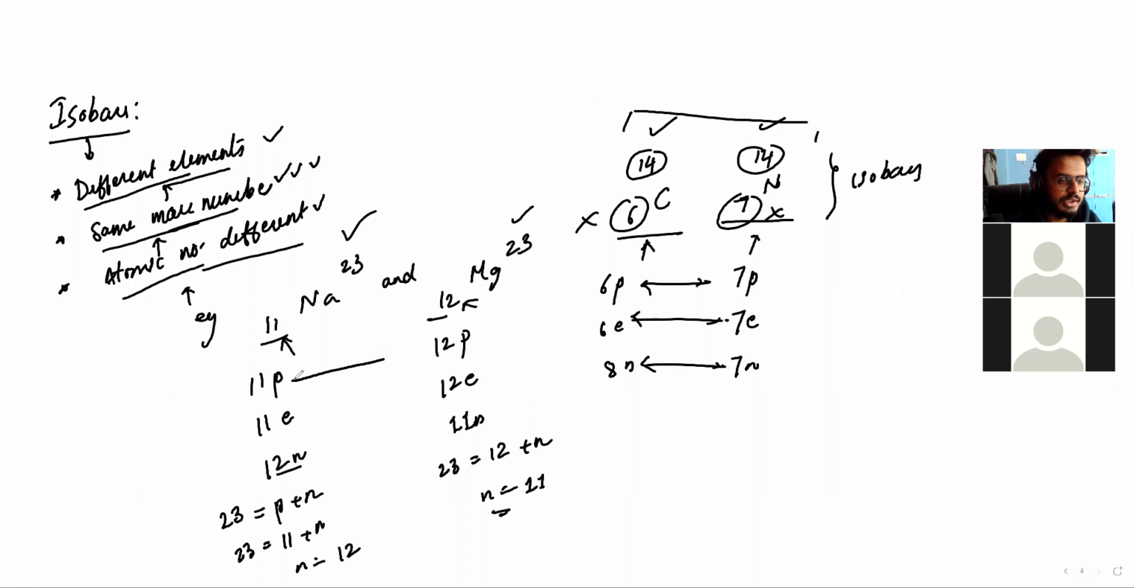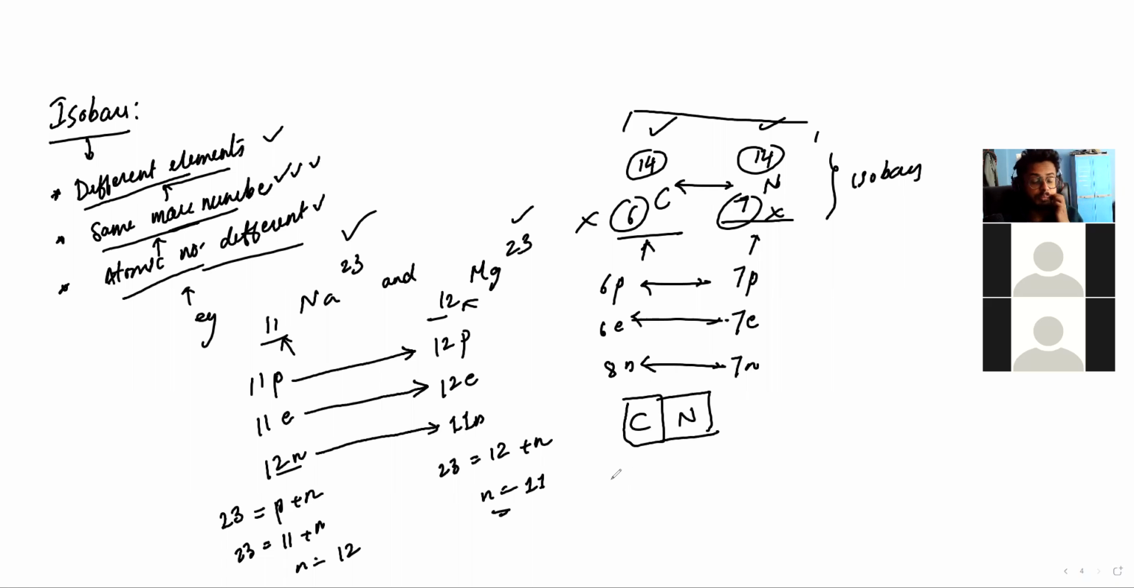There are 11 protons. This has 12 protons. This has 12 neutrons. This has 11 neutrons, 11 electrons, 12 electrons. So they might be very close. That is the reason why they are placed very close in the periodic table. So carbon and nitrogen, they are just one element apart. Carbon is here, nitrogen is here, right? These are just side by side.